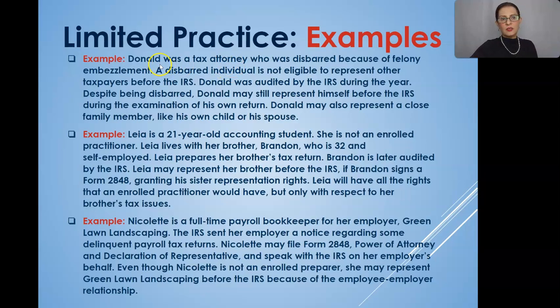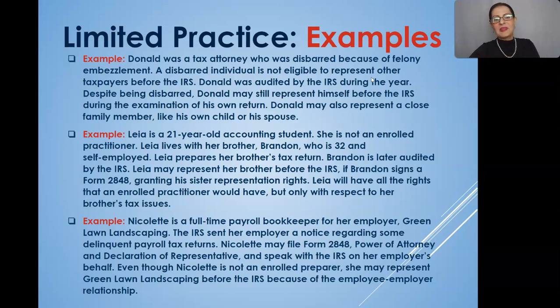Example number 1. Donald was a tax attorney who was disbarred because of felony embezzlement. So he actually was a tax practitioner. He was an attorney, and then he was disbarred. He was stripped of his license. A disbarred individual is not eligible to represent other taxpayers before the IRS. Donald was audited by the IRS during the year. That's actually no surprise. Many times if you have someone who's a tax attorney or a CPA or an EA and they get disbarred, they're going to get audited too, because the IRS knows that they're doing something hinky, and they're going to audit those people.